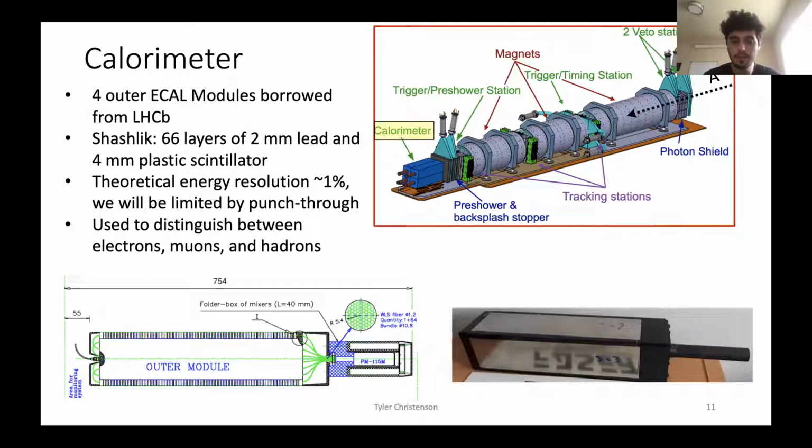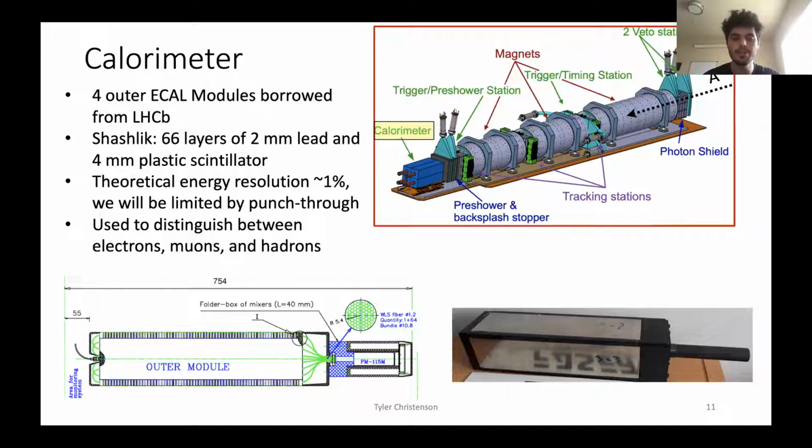Okay, and then the calorimeter part of our detector. This is a bit more relevant to the stuff I've studied, and so this is a good segue into that. A bit of background about the calorimeter: FASER, the collaboration, actually borrowed some of these electromagnetic calorimeter modules from the LHCb experiment, which is also at the LHC. These are Shashlik type calorimeters, meaning they are arranged in layers. They have alternating layers of lead and plastic scintillator, and specifically for these, there are 66 of those layers.